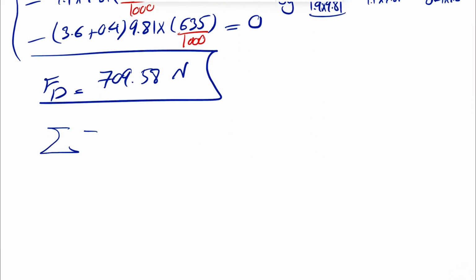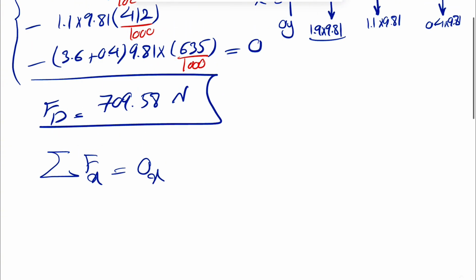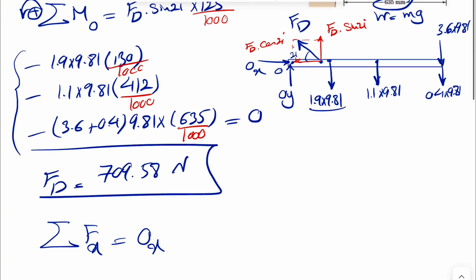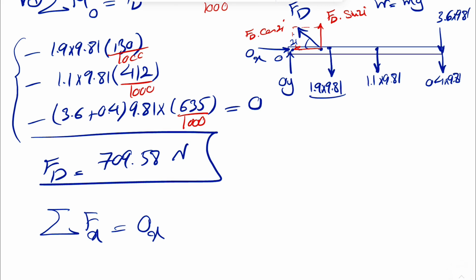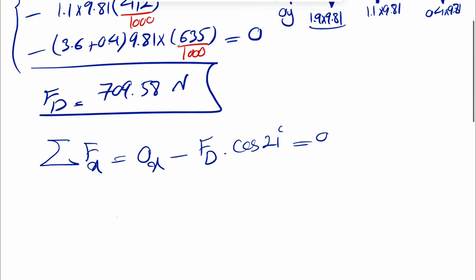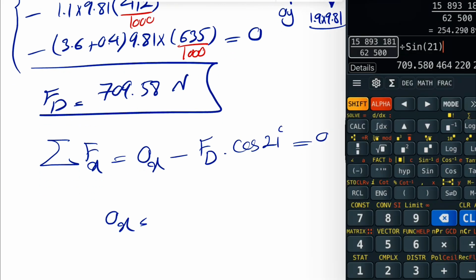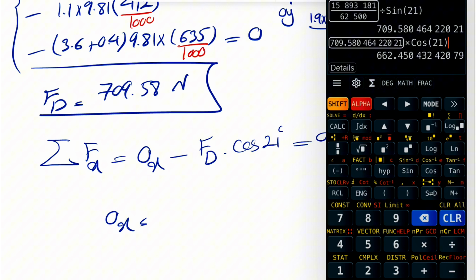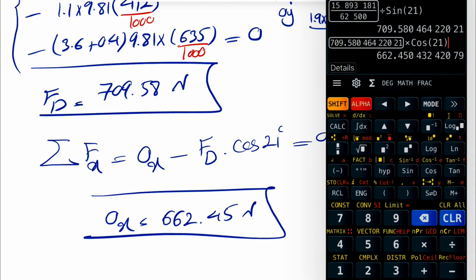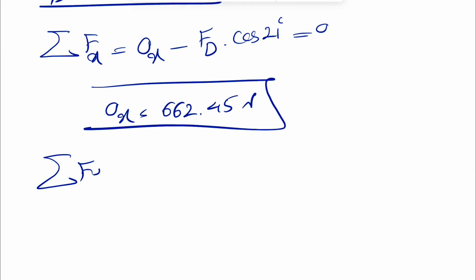So let's move on to our second equation. We can do sum of all forces in X. We obviously have our OX, which is to the right. We have the X component of FD, which is to the left. So OX minus FD cosine of 21 equals 0. So OX would be 709.58 times cosine of 21, which is 662.45 newtons.